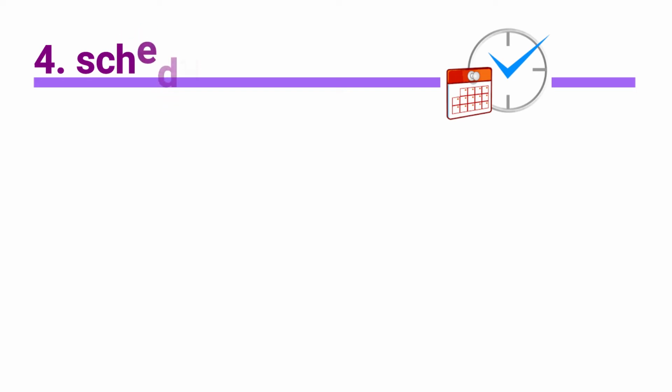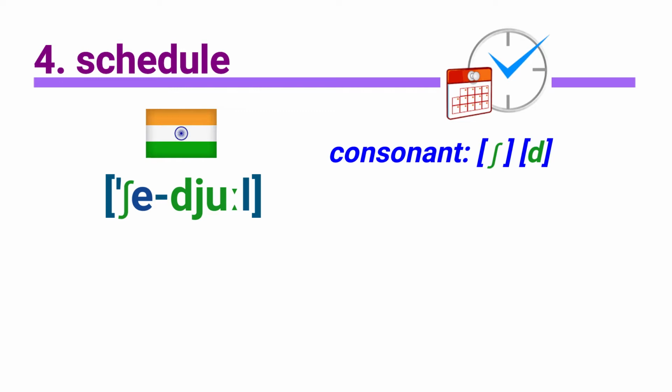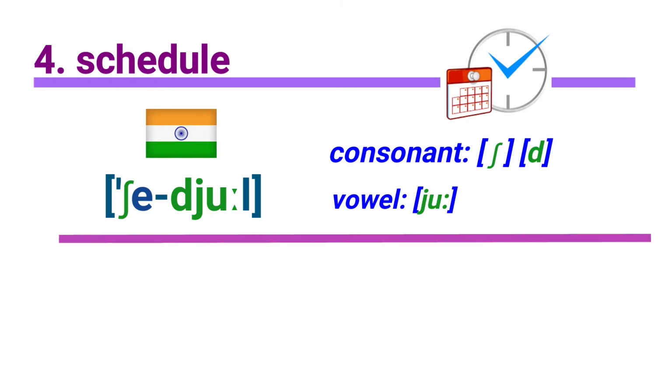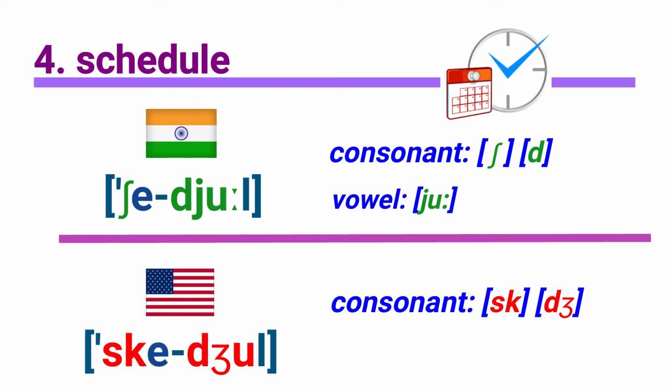Our fourth word is S-C-H-E-D-U-L-E. My friends from India tend to pronounce it as schedule, while my American friends pronounce it as schedule. There are 4 differences in consonants and vowels.